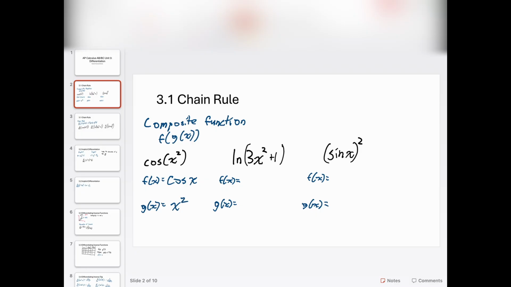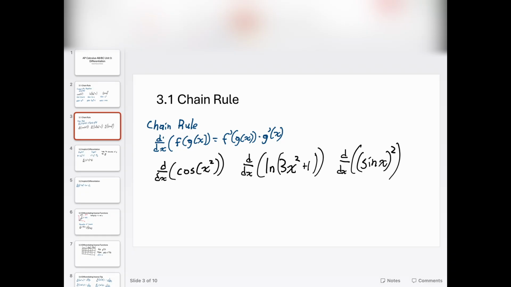Looking at this next example, ln of 3x squared plus 1. The outermost is just ln of x, while the inside is 3x squared plus 1. Looking at this last example, the outermost part of the function would just be x squared, meanwhile the inside would just be sine of x. So now, let's look at what the chain rule states. When taking the derivative of a composite function, it's the derivative of the outside, leaving the inside be, times the derivative of the inside.